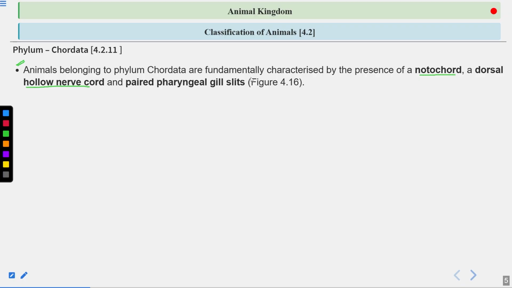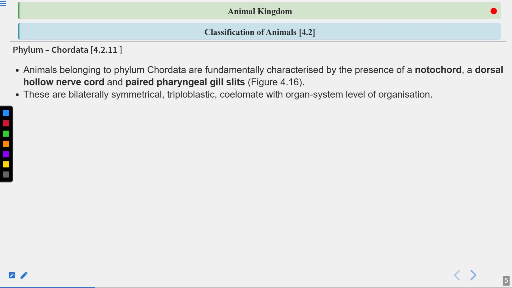right? There is a dorsal hollow nerve cord. Now this is very important. Nerve cord, and it is hollow from inside. It is not solid. It is hollow. Okay. Paired pharyngeal gill slits. Gill slits are present in the pharynx region. That is why it is called pharyngeal gill slits, right? So you can see some slits or opening-like structures in this region, and they are in paired form. That is why it is called paired pharyngeal gill slits.